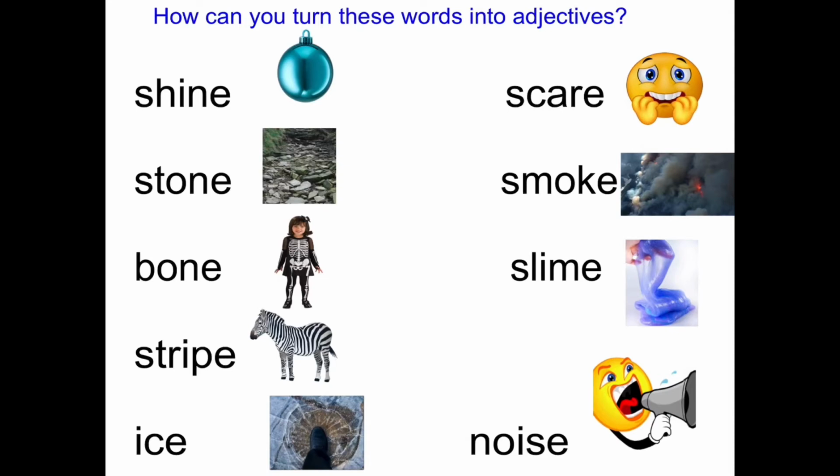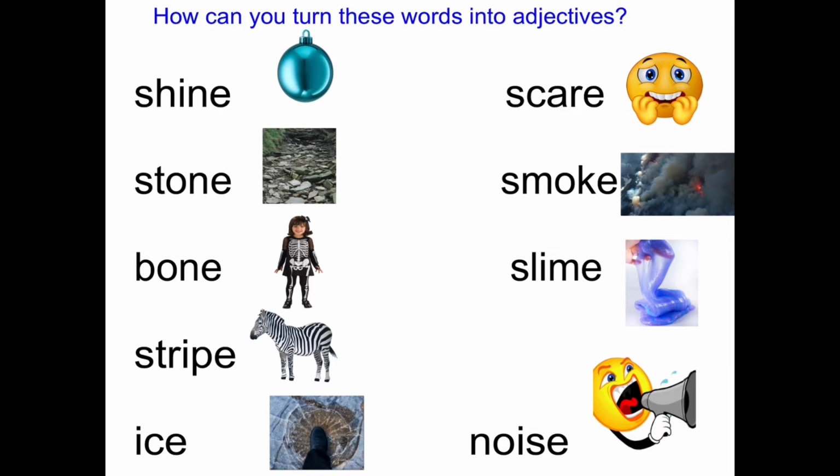Good morning, Year 2. So to start today, we're going to look at how you can turn these words into adjectives. Now remember, an adjective is a describing word. Most of these words are nouns. So we've got ice, stripe, bone, stone. We've got smoke, slime, noise. Scare, that can be a noun if you have a scare. I think the only one that isn't a noun is shine, because that's to shine. It could be shining, couldn't it? Or it's shone. So most of them are nouns.